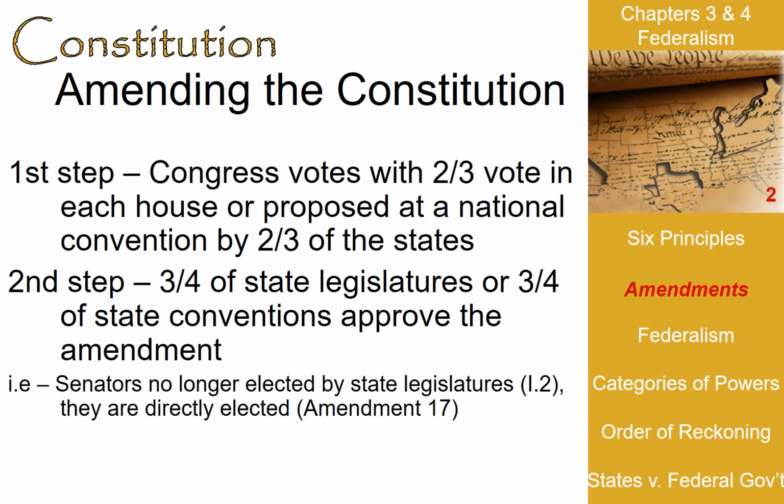Okay, so how do we amend the Constitution? Well, the first step is that on a national level, a two-thirds vote is required in order to propose an amendment. Now, that two-thirds vote can be in the House of Representatives and in the Senate. Both of them each have to have two-thirds. Or there can be a national convention called by two-thirds of the states. Now, the national convention idea is what created the possibility for the Constitution itself. Pretty much every other constitutional amendment has been officially proposed by Congress.